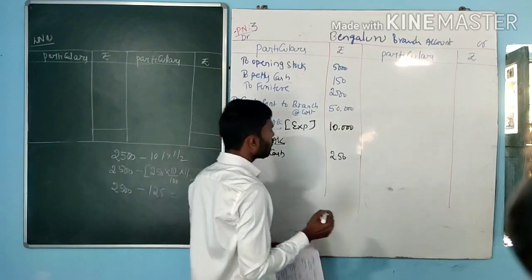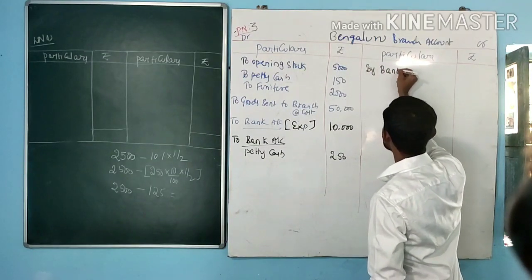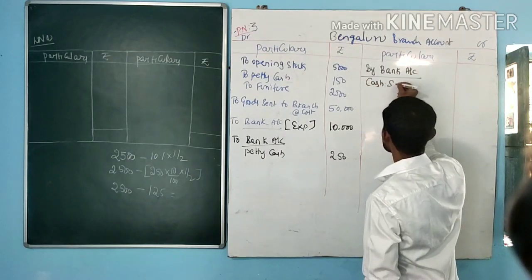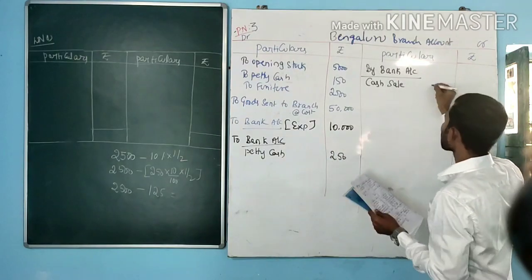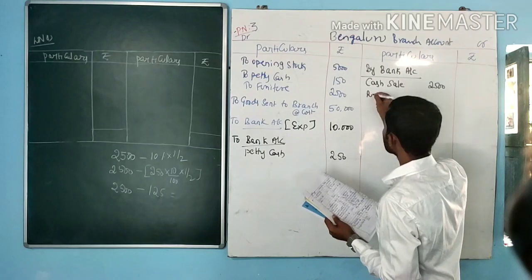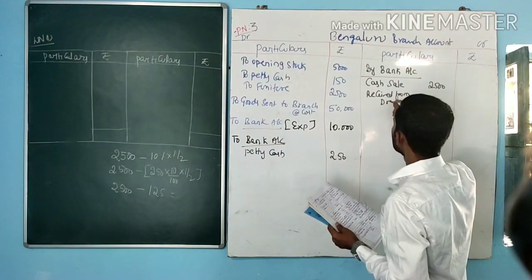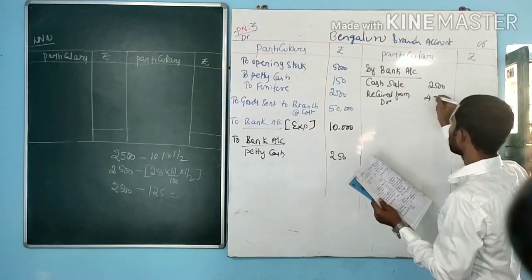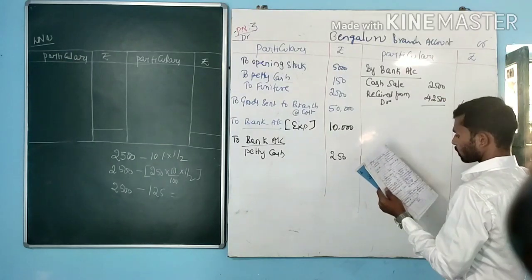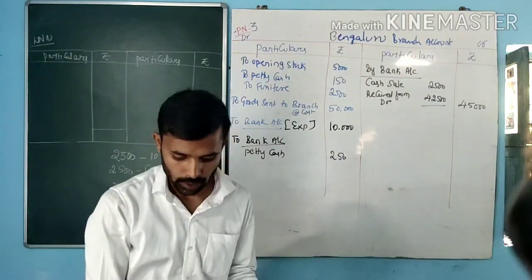Next, under the credit side, that is by bank account, under the cash sales is 2500. Next, receipts received from debtors. Received from debtors amount 42,500. Total 45,000, that is by bank account. Next, again we have to calculate closing debtors with the information.